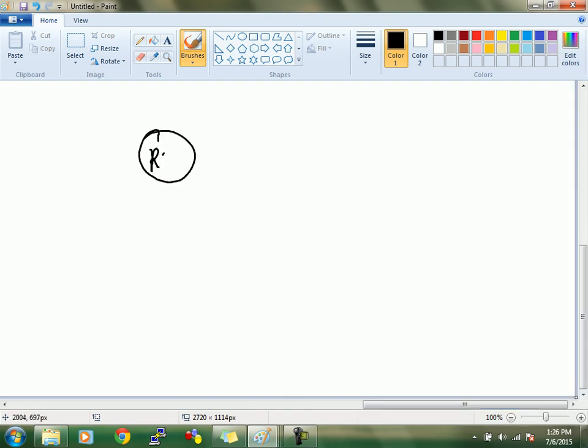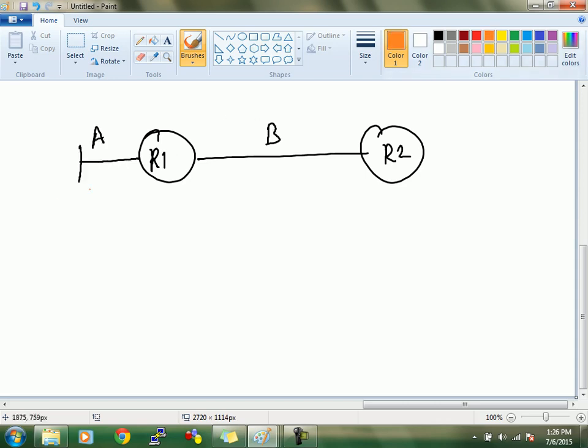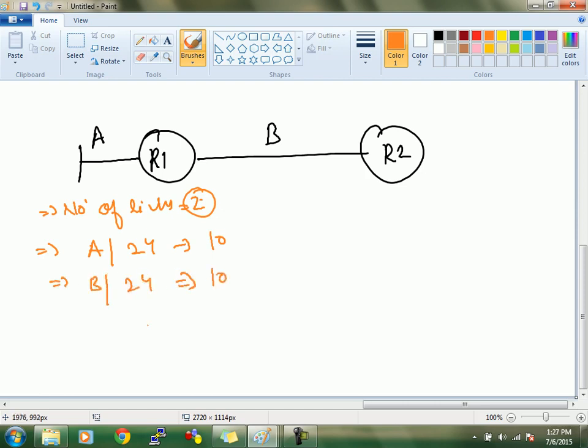Very short example, R1 and R2. This is network A, this is network B. So for R1, the number of links will be 2. One is A, the subnet mask will be /24, and the cost will be, let's say, 10. Second is B, /24, and the cost is, let's say, 10.